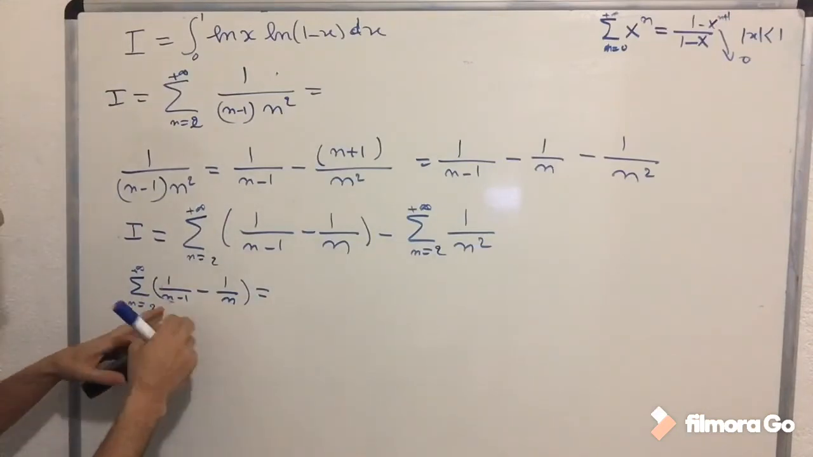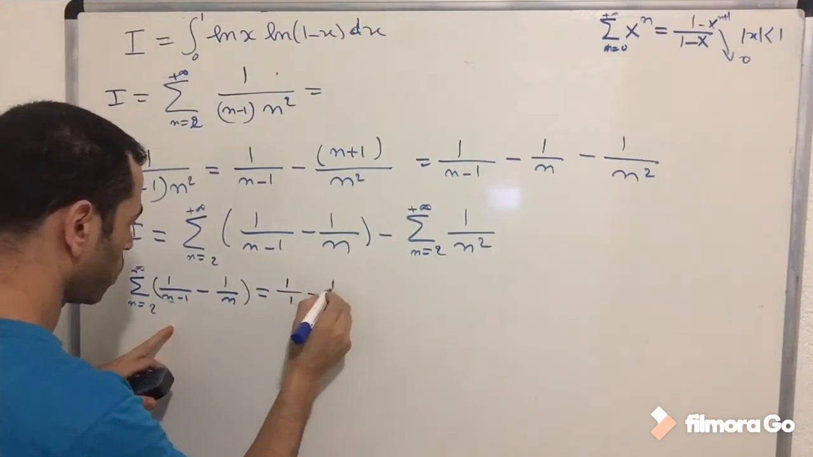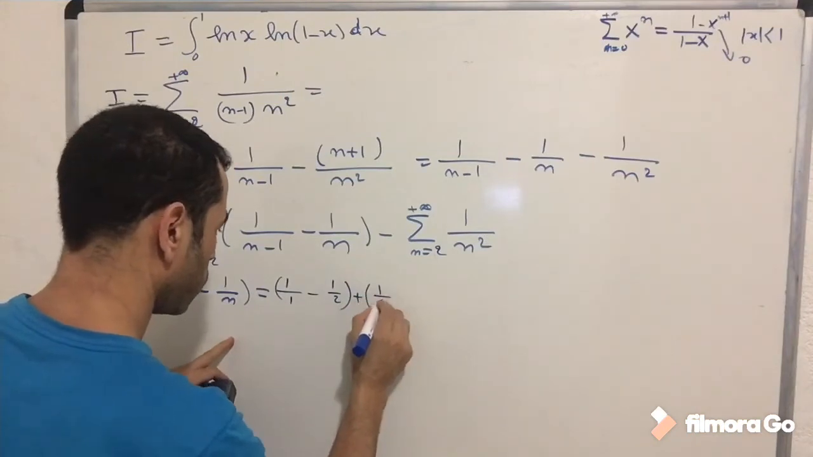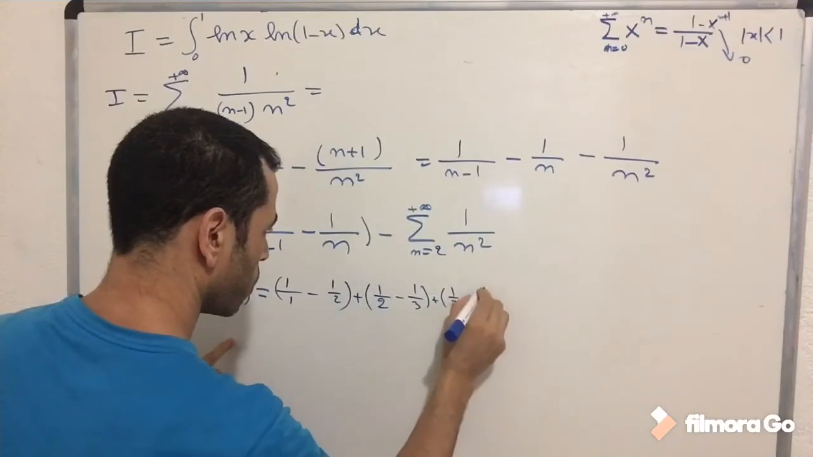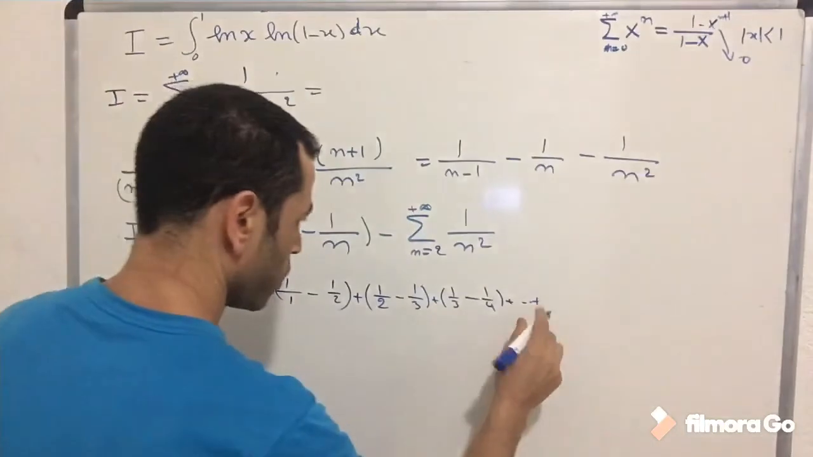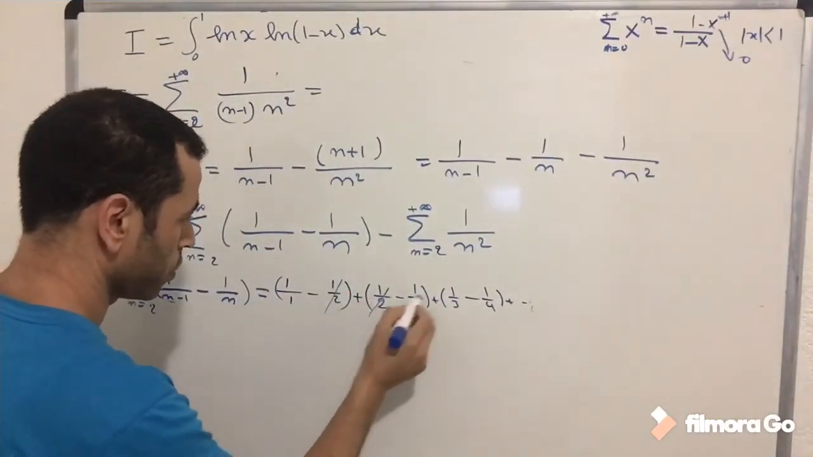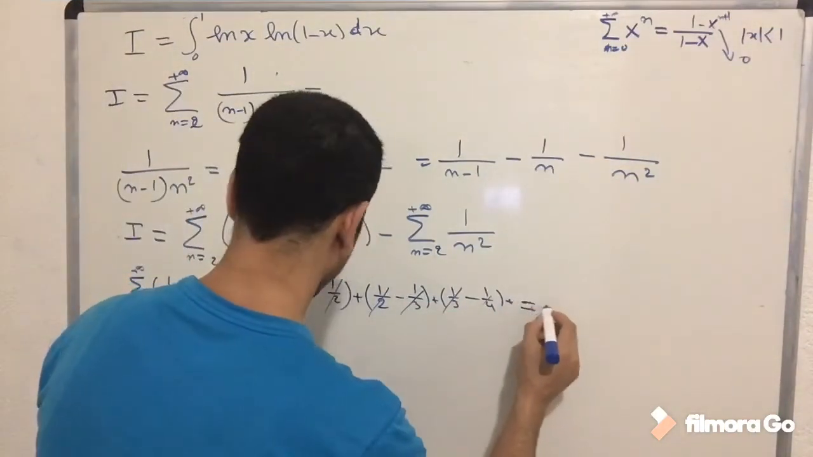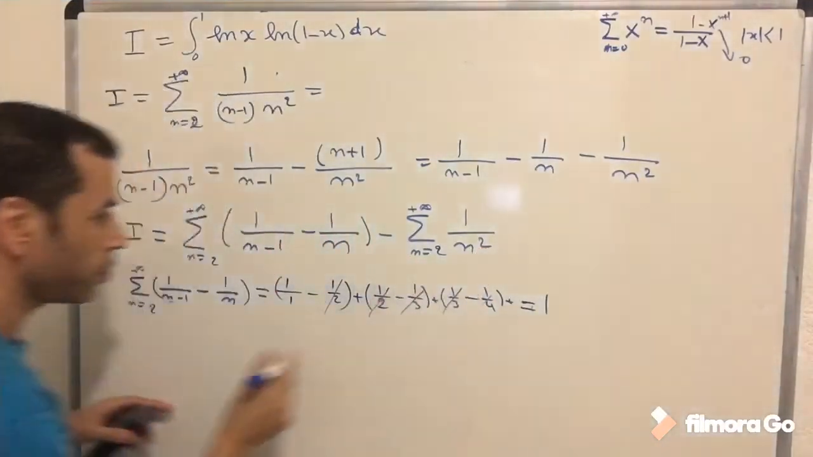If you plug in number 2 here, it becomes 1 over (2 minus 1) is 1, minus 1 over 2, plus 1 over 2, minus 1 over 3, plus 1 over 3, minus 1 over 4, and so on. This one will cancel out with this one. So our sum will be equal to 1.